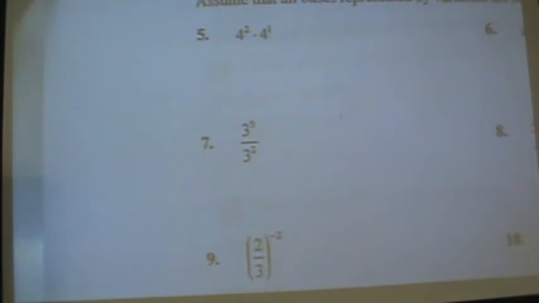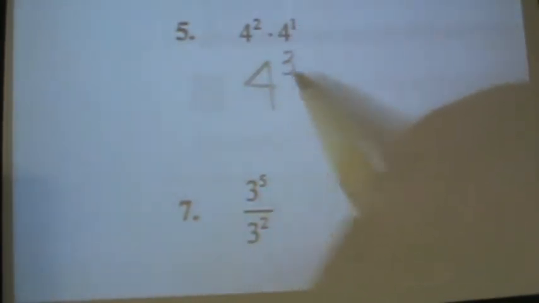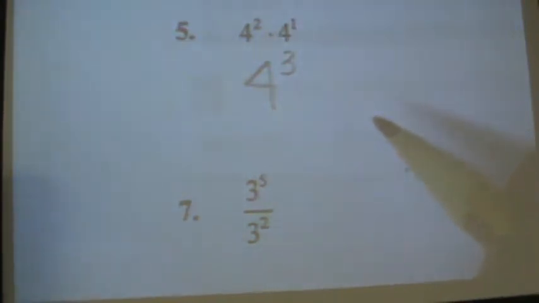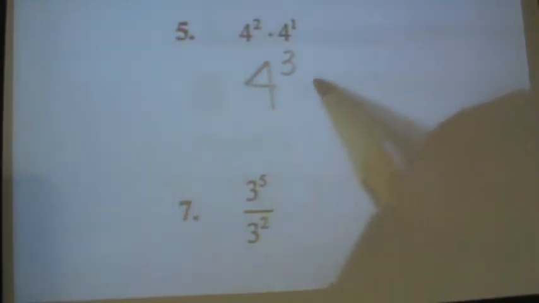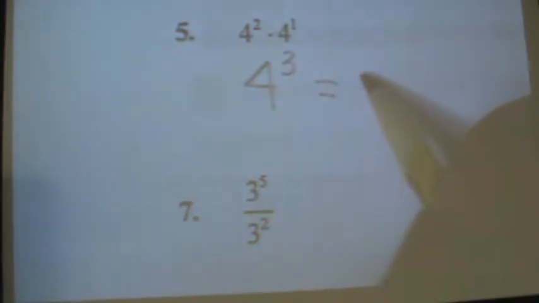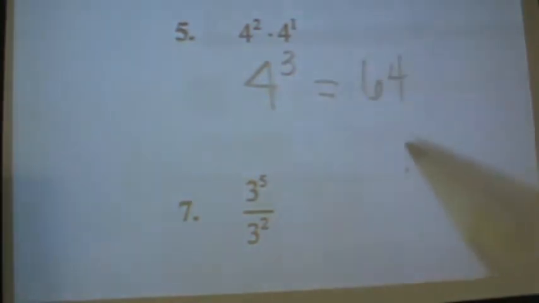Okay, next we are going to simplify these. Number 5, bases are the same and you're multiplying, so you leave the base the same and you add the exponents. Now, what you could do is multiply this out. 4 times 4 is 16, times 4 is 64. Those are both good answers.